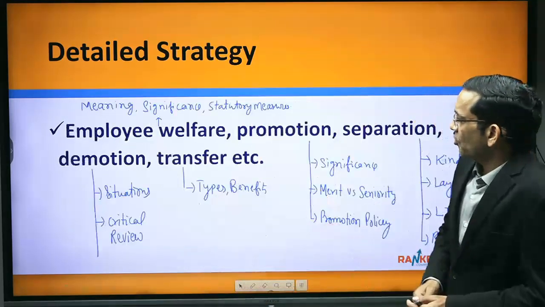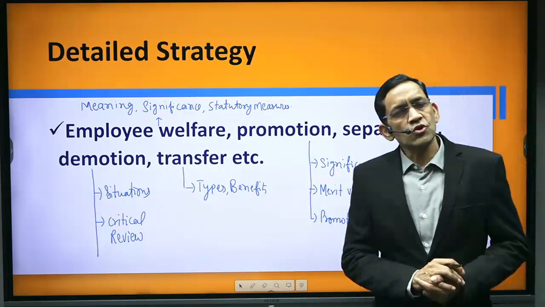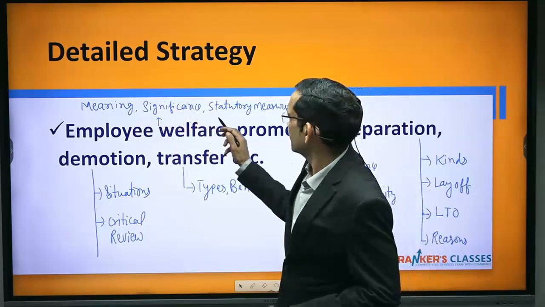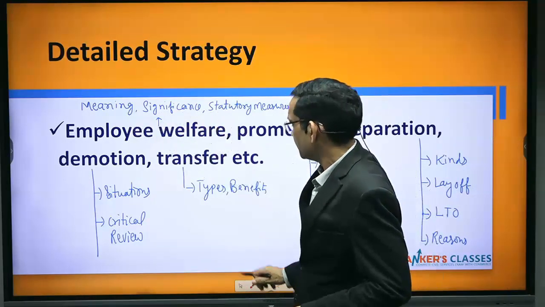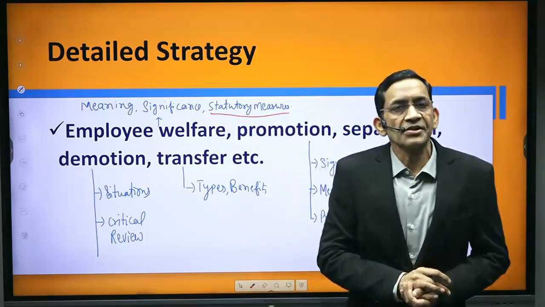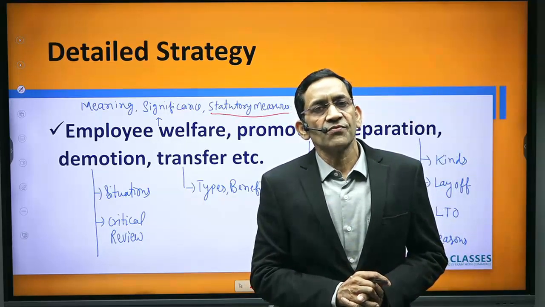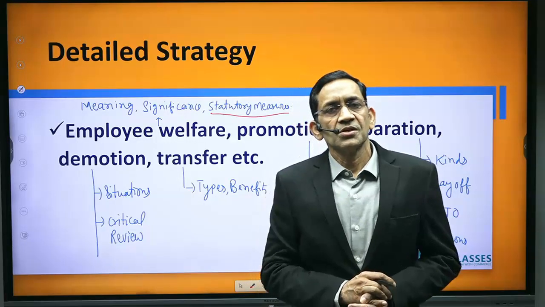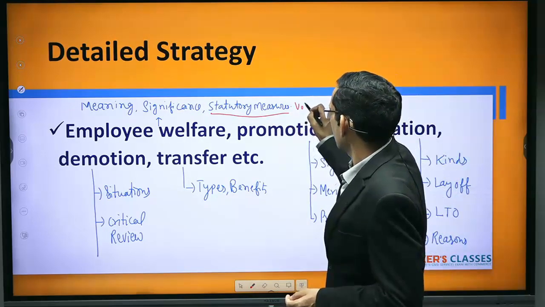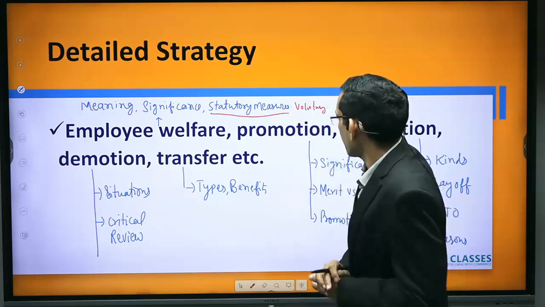And last is employee welfare, promotion, separation, demotion. So from here, generally short note is asked. So with regard to employee welfare, you should prepare meaning, significance, and generally you should focus on statutory measures with regard to employee welfare. So in Factories Act, Mines Act, various provisions are made for the safety of the workers, welfare of the workers, facilities for the workers. Not only that, voluntary measures are also adopted by the organizations for employee welfare that should be prepared.